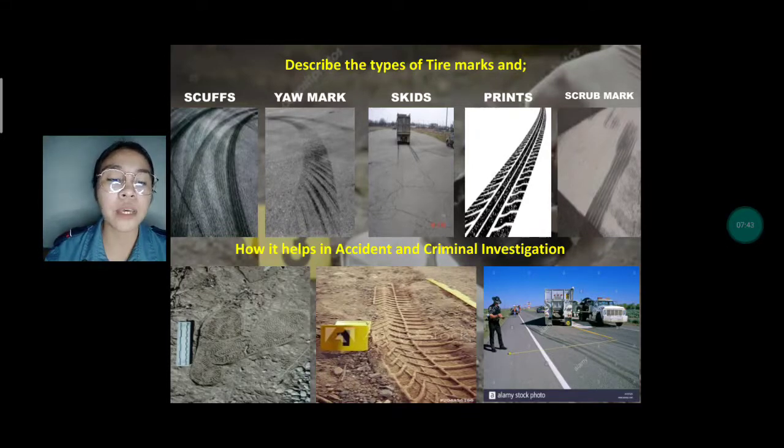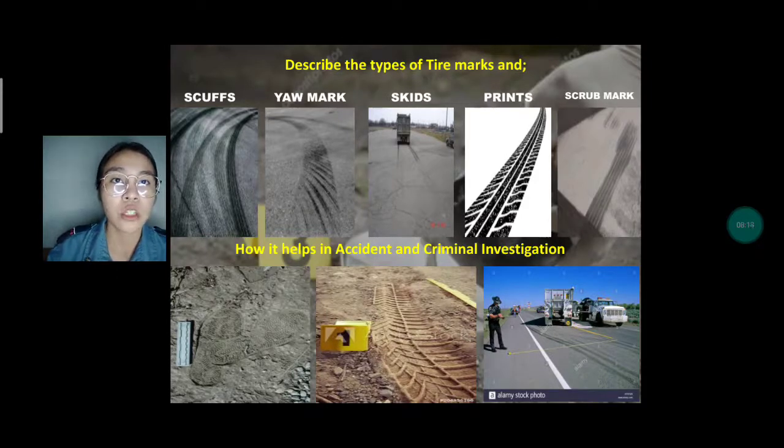Next, prints. Made by a rolling tire. And for the last is scrub mark. So, it is left by a wheel lock due to damage. And how it helps in criminal investigation. So, footwear prints and tire marks will help in criminal investigation because those prints and marks are evidence that will link to the suspect after doing some tests in the crime scene or the laboratory like casting and molding.